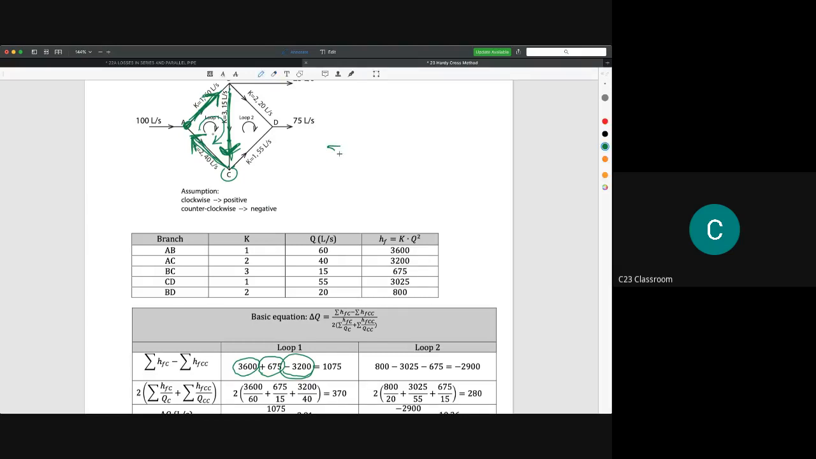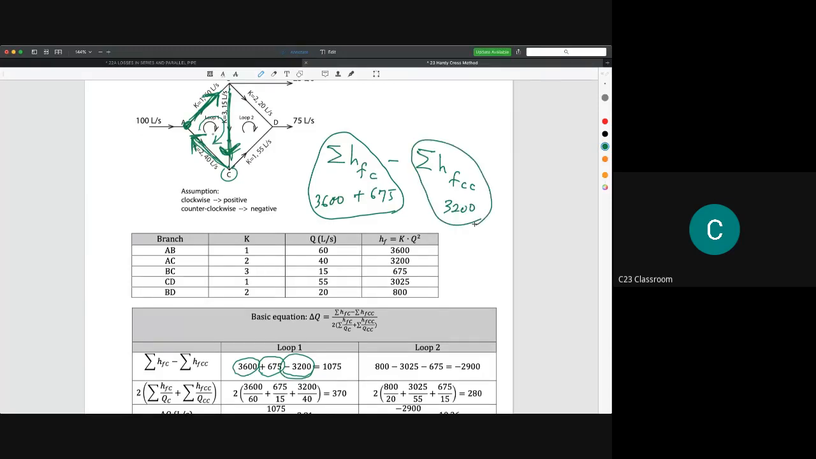So we have total losses of clockwise minus total losses of counterclockwise. In this situation, 3600 plus 675 is the total losses for clockwise, and the total losses for counterclockwise is 3200. I hope you could get it.